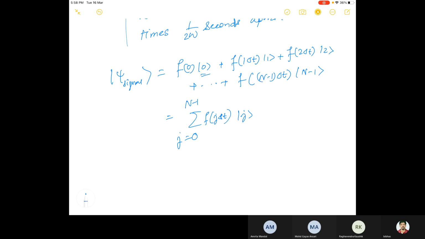Now, if capital N is arbitrary, I want to do this using an n qubit system, so I want this capital N to be 2 to the power n. I want to realize this state in terms of an n qubit system. If you have something like a prime number, like N equal to 5, then how many qubits would I require? That will not work, because I will not be able to construct that.